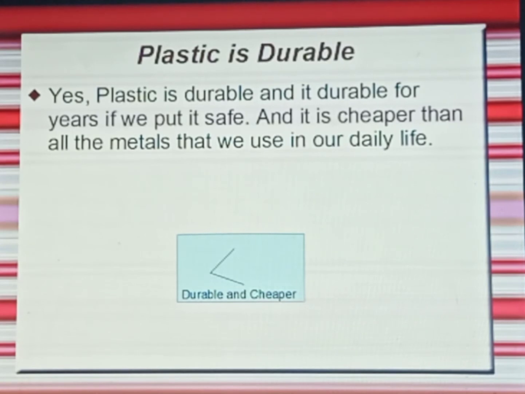Plastic is durable. Yes, it is right that plastic is durable. It lasts for years if you keep it safe. And it is cheaper than all the metals that we use in our daily life. Durable and cheaper. Yes, it is right. One arrow is for durable and the other is for cheaper. There is a box in which we put it, and it is durable and cheaper. If you take plastic pipes and steel pipes, the plastic pipes are much more durable.